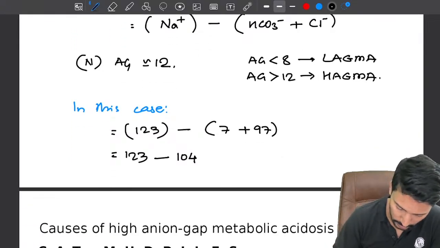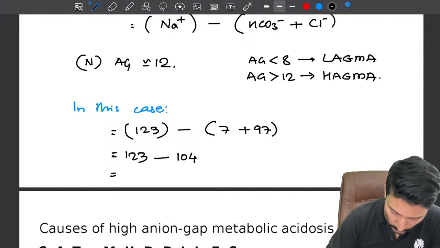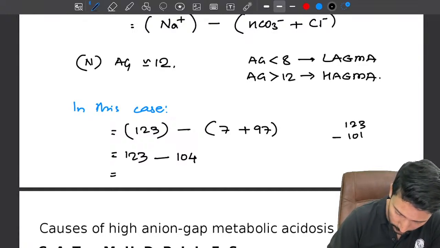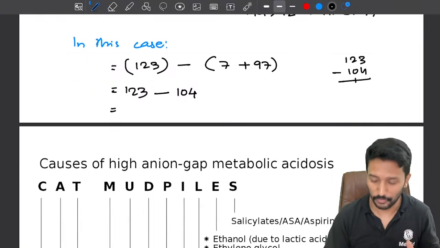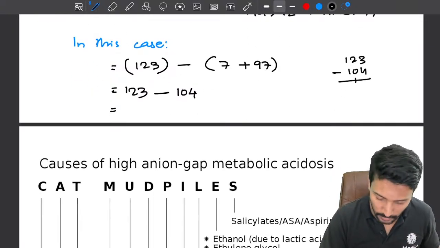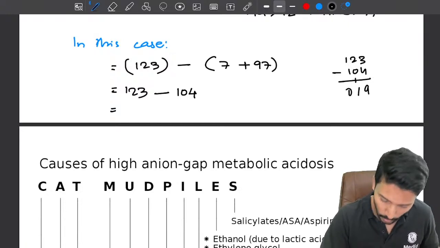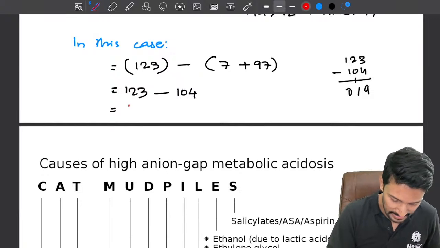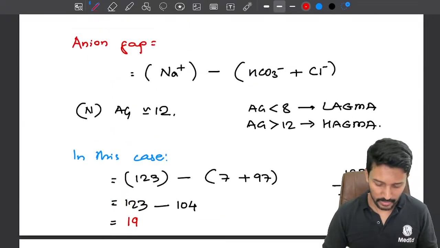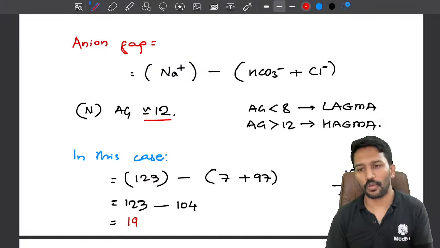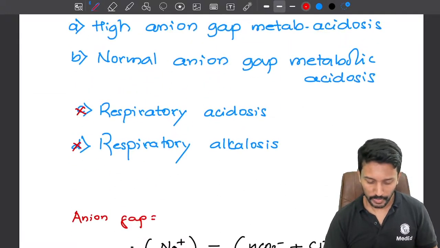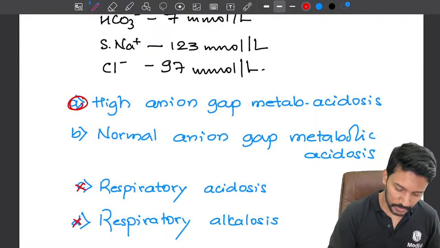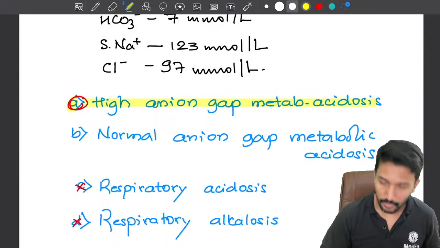Correct me if I am wrong. So that makes the anion gap 123 minus 104. Please excuse my poor mathematics. I wouldn't have landed up in medical education if my maths was good. Certainly I would have chosen an IIT. So 13 minus 4 is 9, 2 minus 1 is 1. So the anion gap here is 19. What is the normal anion gap? 12. Anything more than 12 means we have a case of high anion gap metabolic acidosis. So the answer for this question would be option A. We have a high anion gap metabolic acidosis.